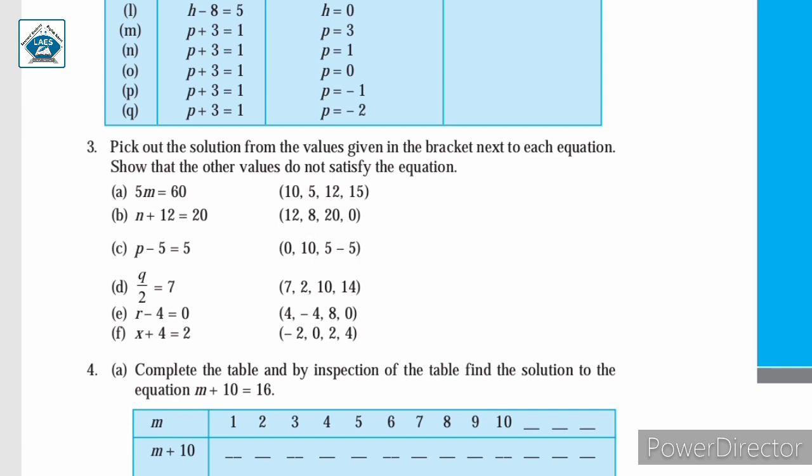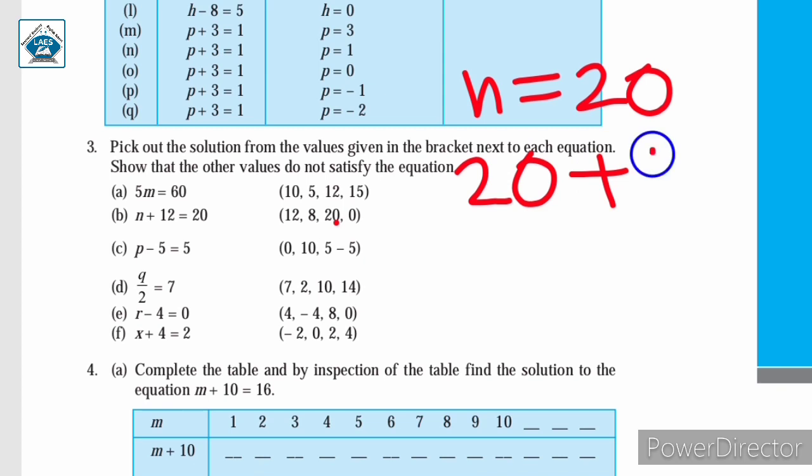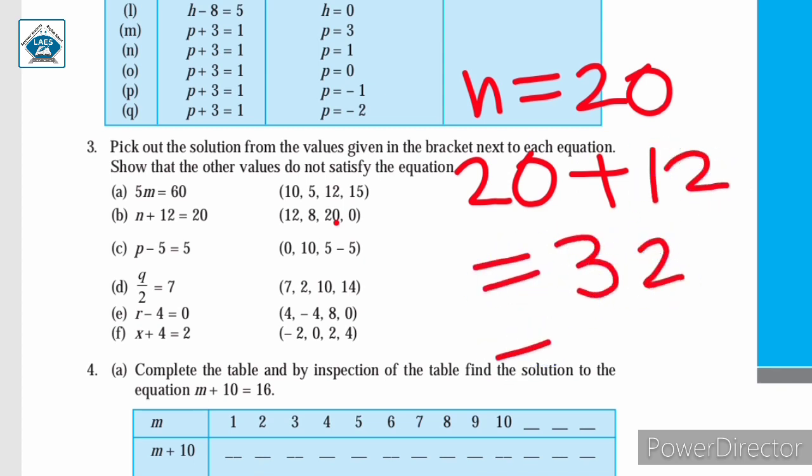The next number given to us is 20. So when we take n is equal to 20 and substitute the value, we can clearly say that 20 plus 12 is equal to 32. It is not equal to 20. So here also the equation is not satisfied.